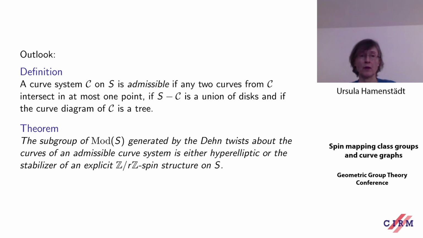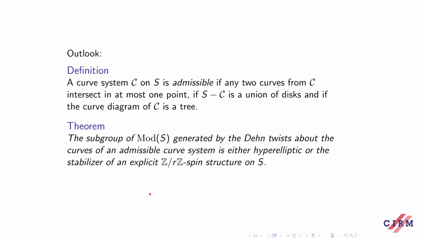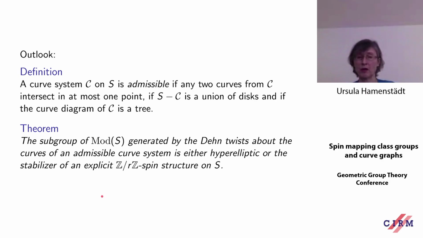And now the theorem is as follows. The subgroup of the mapping class group generated by the Dehn twists about the curves of an admissible curve system is either hyperelliptic, which means it commutes with a hyperelliptic involution, which is a special case and can be easily checked, or it is a stabilizer of an explicit Z mod rZ spin structure.